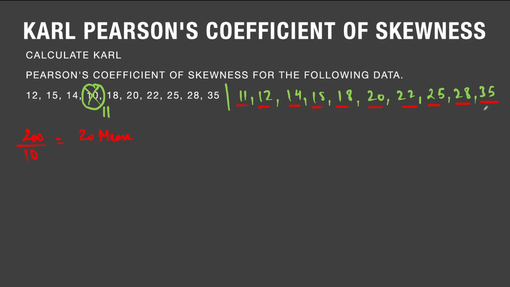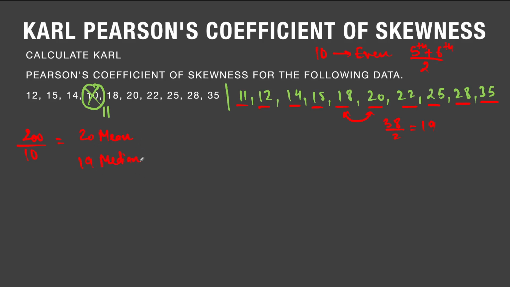Here the total number of terms is 10, which is even. That means the fifth and the sixth, divided by 2, is going to be the median. So 20 plus 18 is 38, and 38 upon 2 is 19. So 19 comes out to be the median.